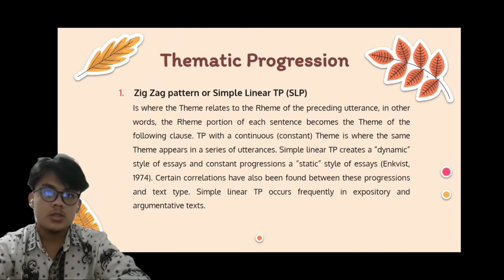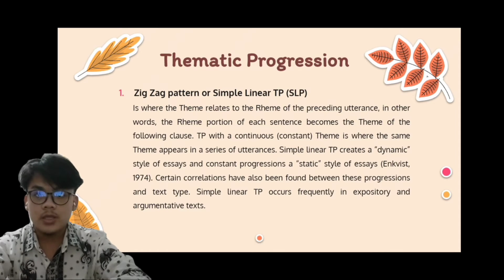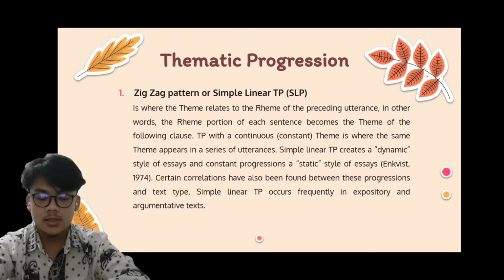TP with a continuous theme is where the same theme appears in a series of utterances. Simple linear TP creates a dynamic style of essay, and constant progression a static style of essay. This is by Enkvist in 1974. Certain correlations have also been found between this progression and the text type. Simple linear TP occurs frequently in expository and argumentative texts.